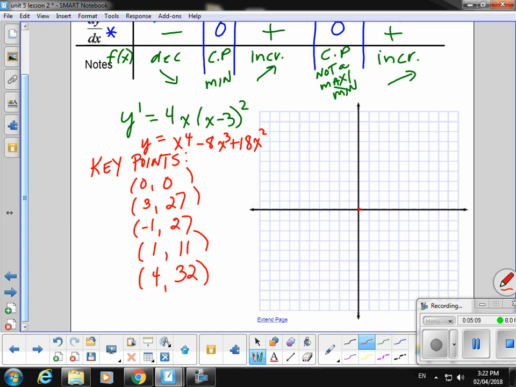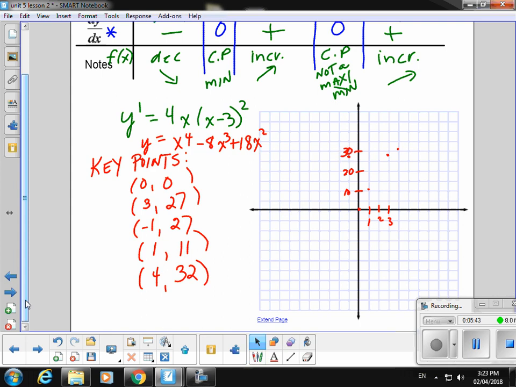I'm going to have to change my scale. Let's go with 10, 20, 30, 1, 2. All right, this we can do. 0, 0, 327, negative 127, 111, 432.